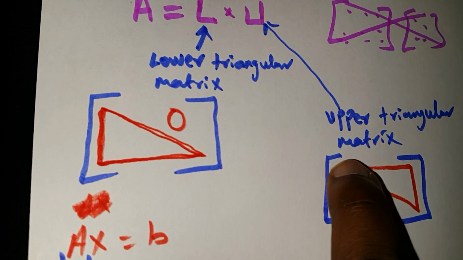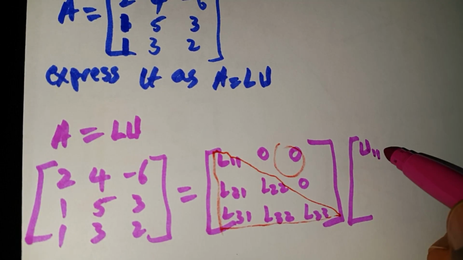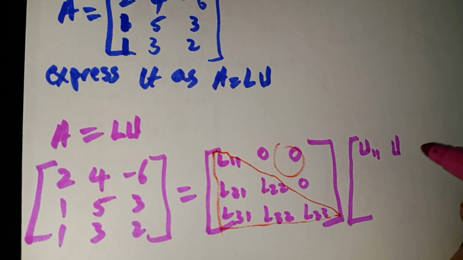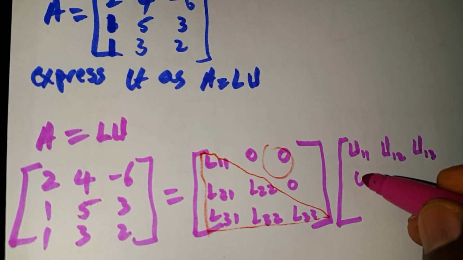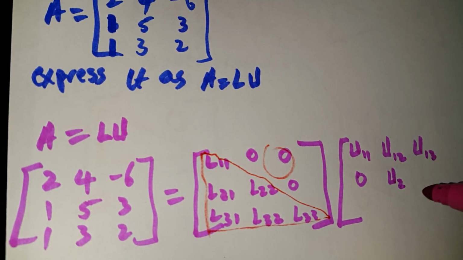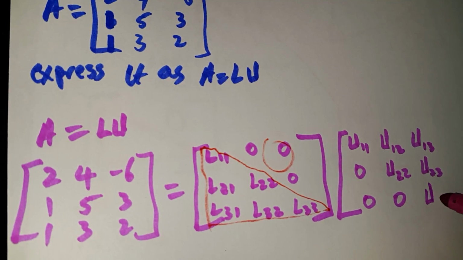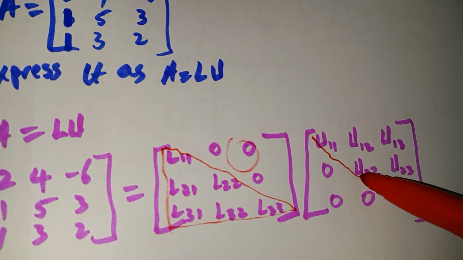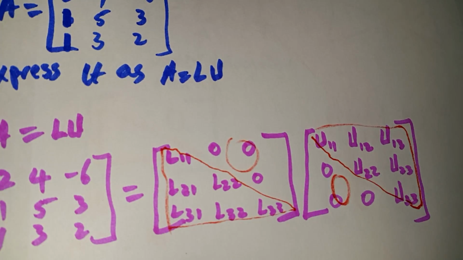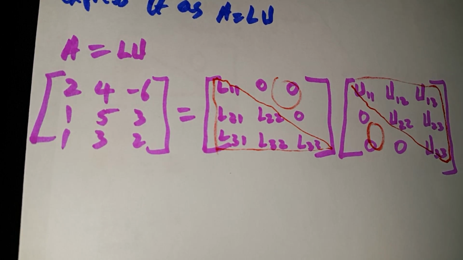When we are talking about U, we are talking about the upper triangular matrix, which means we need those values up, others will be 0. From here we say U11, U12 and U13, 0, U22, U23, 0, 0, U33. You see, here I have taken the upper triangular matrix and made the lower ones 0. This is the first step you have to take when you're talking about LU decomposition.